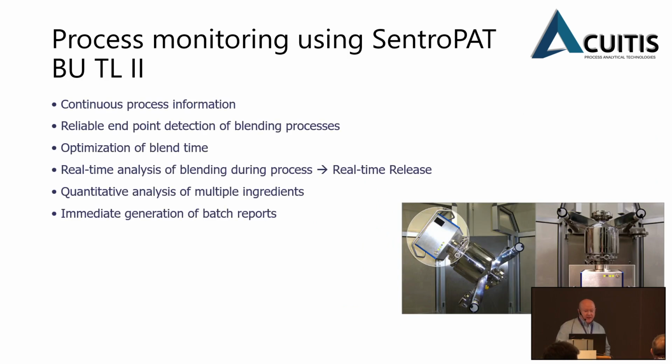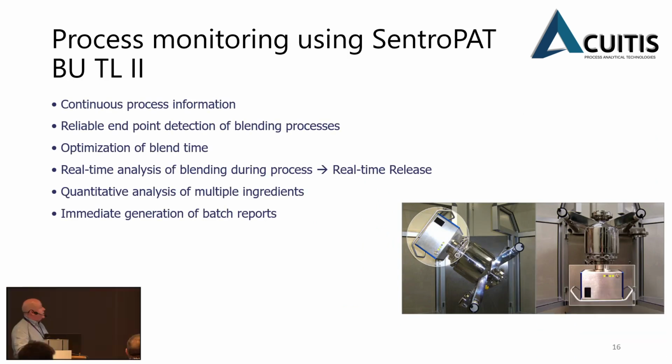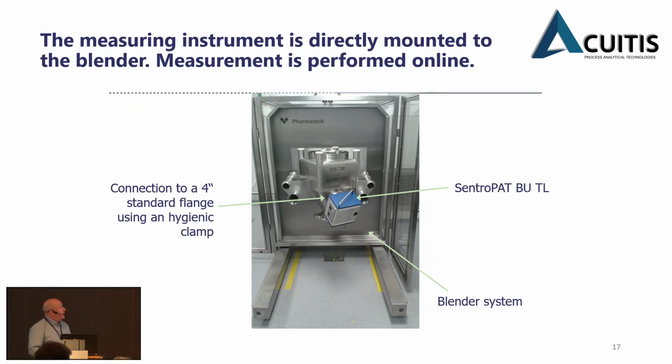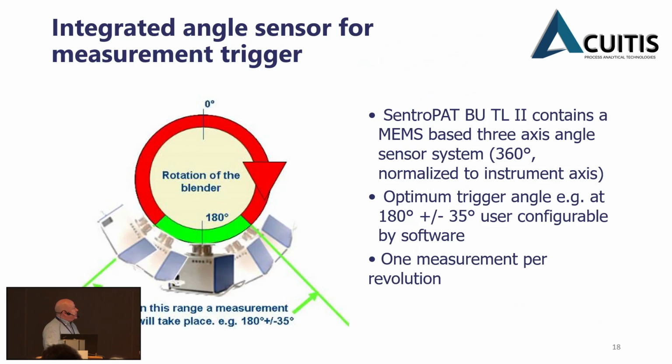So, in concept, what we can do is provide continuous information. As Manuel mentioned, we can optimize the blending process itself with a really good indication of the endpoint in the blend, and also the stability of that endpoint and how good a mixture we've actually made. Don't have to talk about this too much.